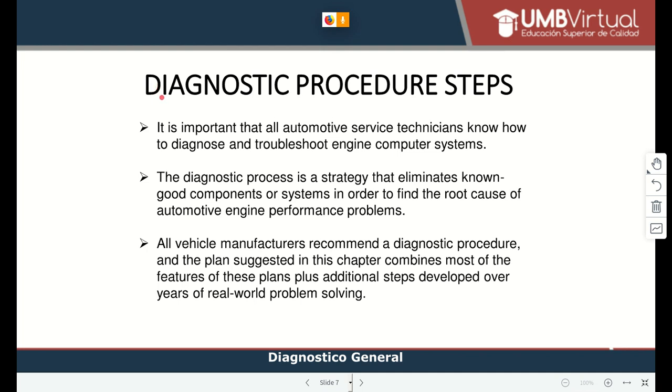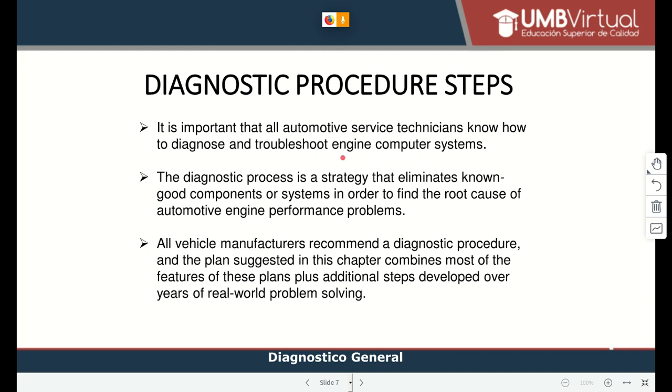The service manual, or the troubleshooting protocols or diagnosis steps recommended by the manufacturer. That's what we have here: diagnostic procedure steps. This is very general. Of course, you have to follow the guidelines provided by the manufacturer, but it's important that all automotive service technicians know how to diagnose and troubleshoot computer systems. This is very important nowadays.